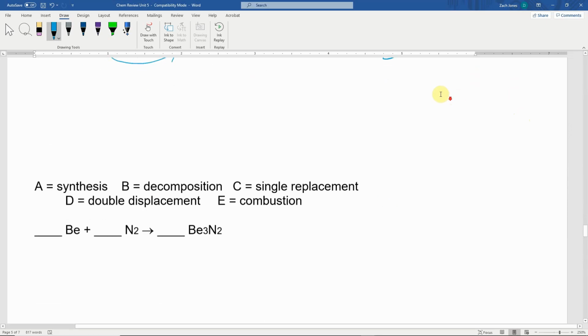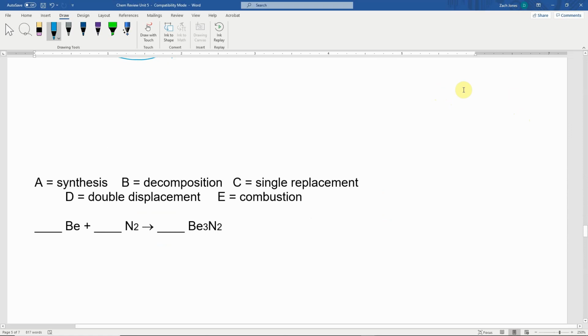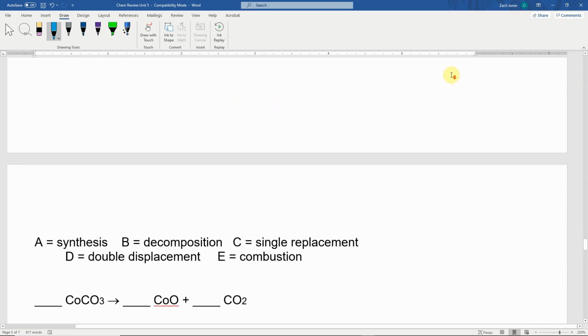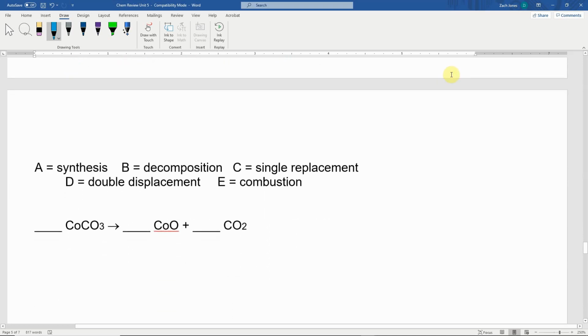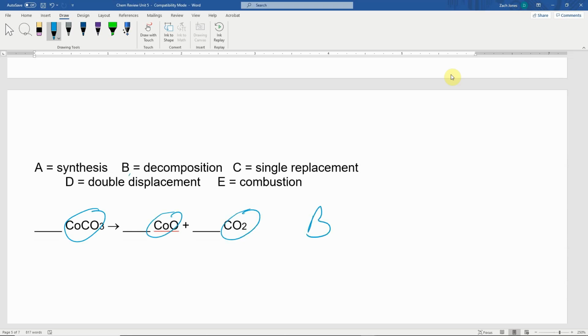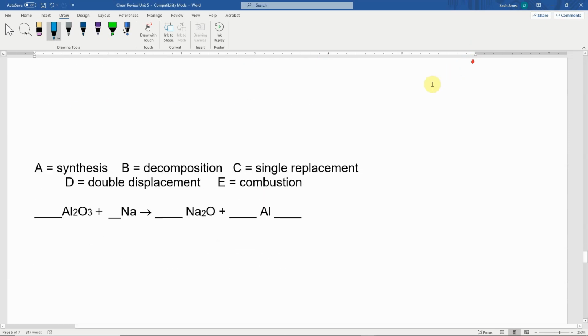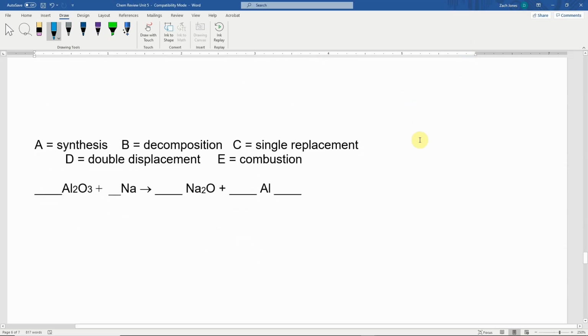Forgot to say that. Let's try this one. 2 things coming together to make one. It's definitely synthesis. Let's try this one. 1 thing splitting apart into 2. It's definitely decomposition. Try this one.